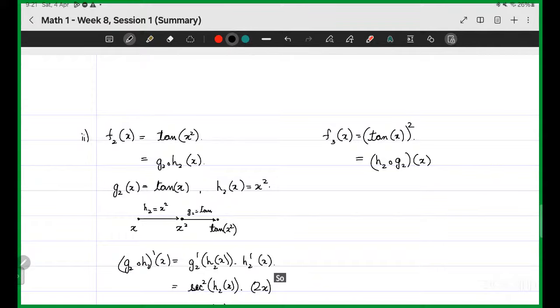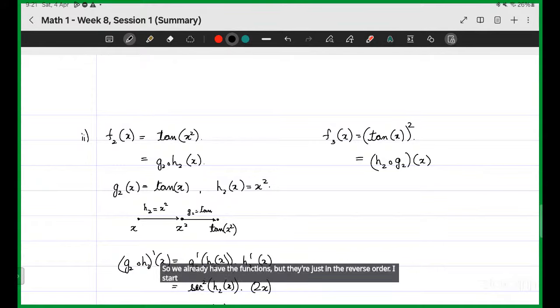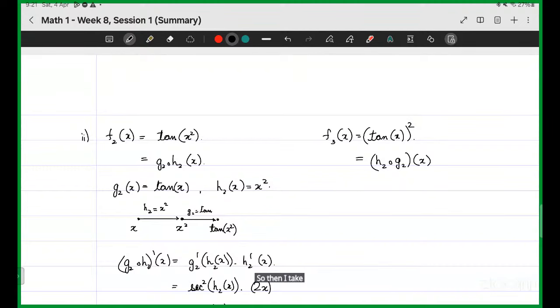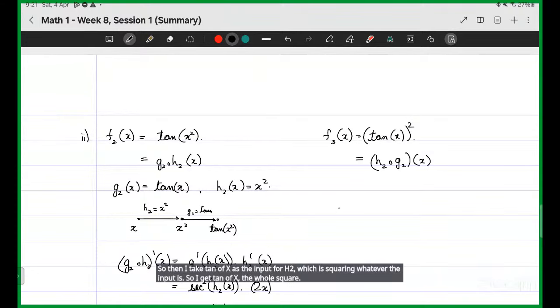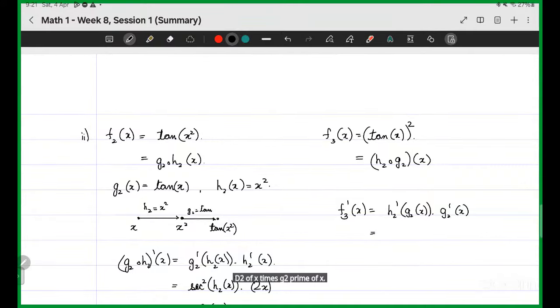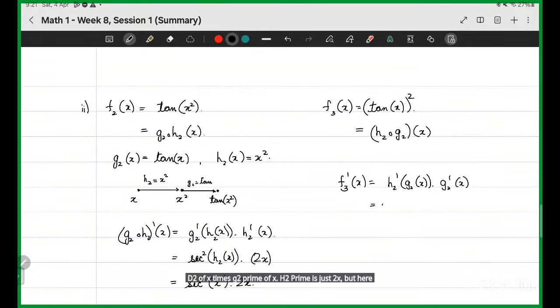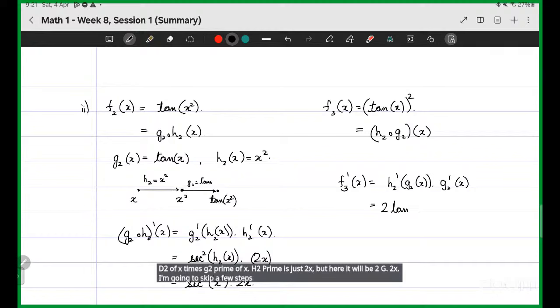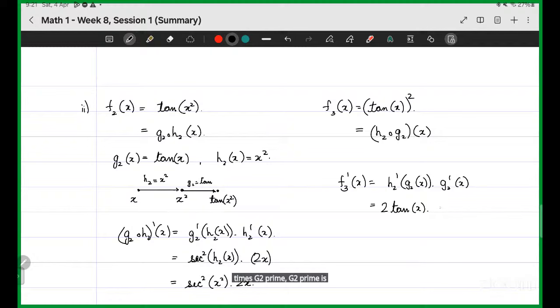So we already have the functions, but they're just in the reverse order. I start out with the variable x. First, I apply g2, which is tan of x. Then I take tan of x as the input for h2, which is squaring whatever the input is. So I get tan of x, the whole square. So in this case, the derivative of f would be h2 prime of g2 of x times g2 prime of x. h2 prime is just 2x, but here it will be 2 g2 of x. I'm going to skip a few steps and just write it as 2 tan x times g2 prime, and g2 prime is secant square of x.